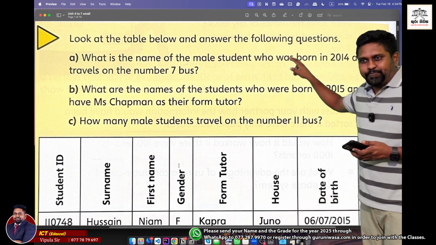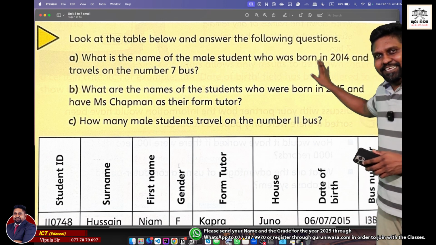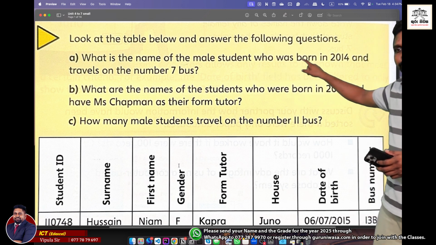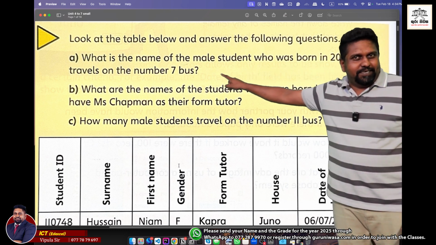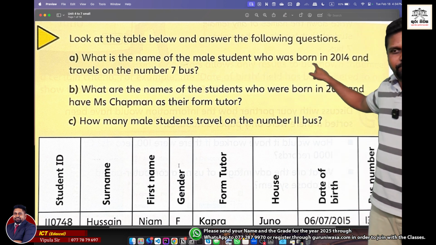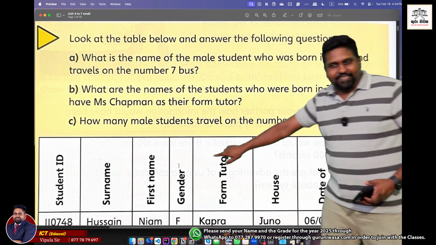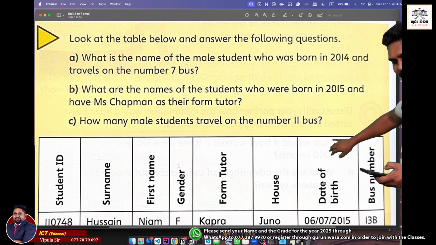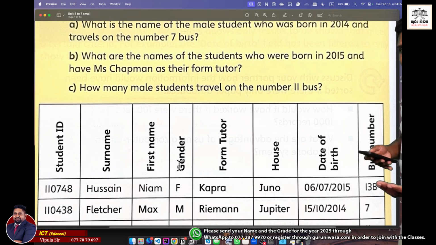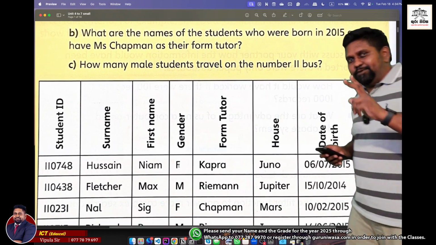Then we go to the second filter. It says, male student who was born in 2014. That means gender has to be male and the date of birth must be in 2014. Now let's check those 2 conditions first.